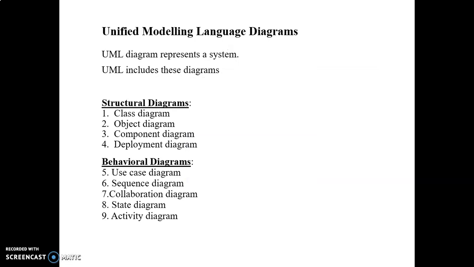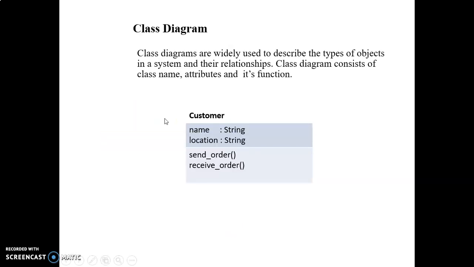Next, first the class diagram. I am starting with the class diagram under the structural diagrams. Class diagrams are widely used to describe the types of objects in a system and their relationships. A class diagram consists of class name, attributes, and functions. The name represents one kind of class. First, you write down the class name. Here I have taken the example of customer as a class, so I am writing the class name as customer.